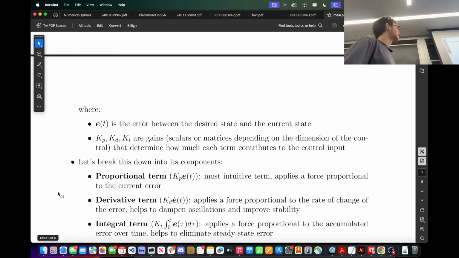And then finally, the integral term, we integrate the error over time. And so what this is going to do is apply a force proportional to the accumulated error over time. And this helps to eliminate something called steady state error.